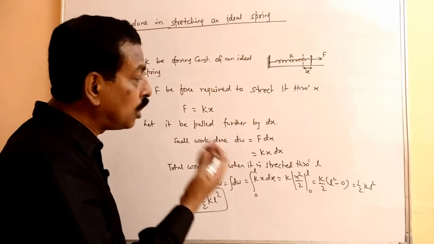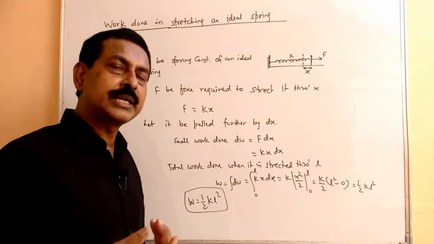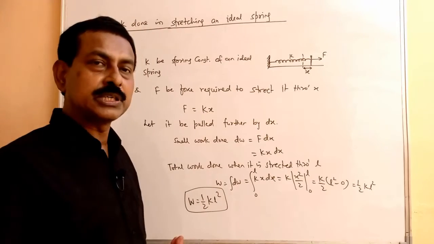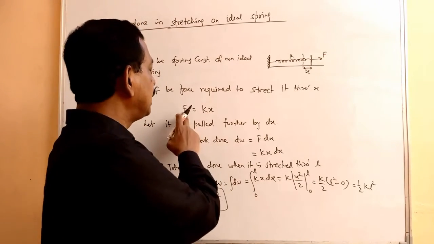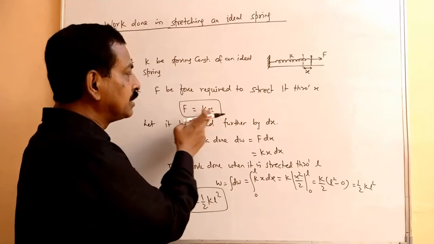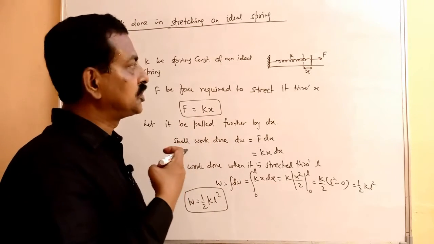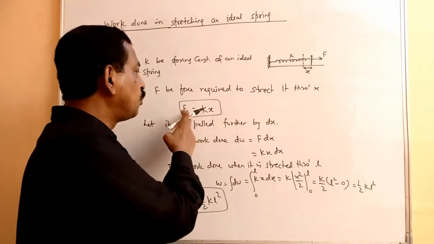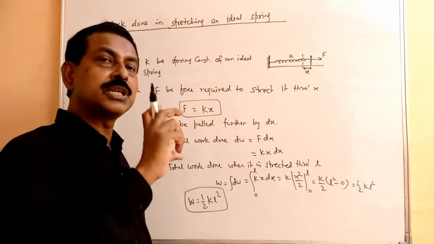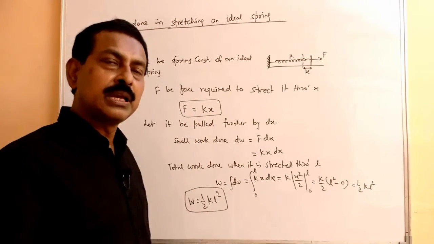Remember why we have gone for integration. In the earlier case, when the body was lifted through height h, we have not integrated. We have directly taken force and multiplied it by the displacement. But here you can see that F is given as Kx. It means force is varying with x, that is the amount of extension produced or stretching which has been done. So this force is a variable one. If it is variable, then to find the total work done when it is stretched through L, you cannot directly take the force and multiply it by displacement. You will have to integrate.